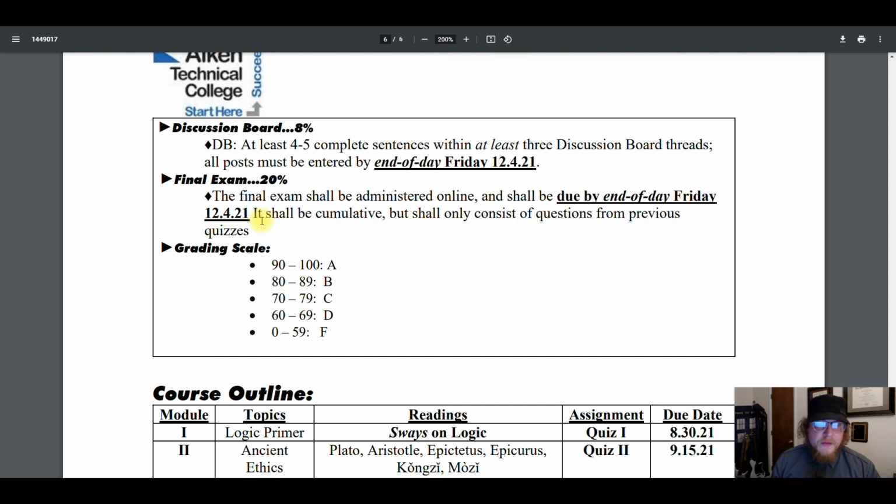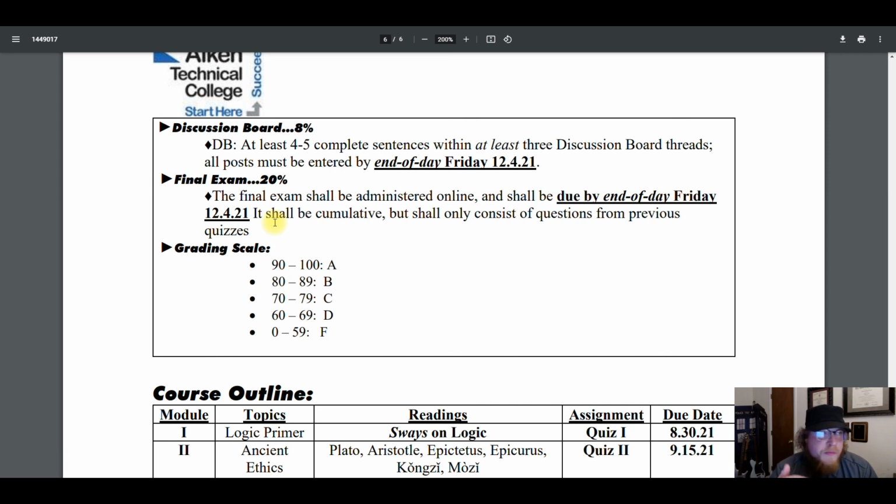And then finally, the final exam. The final exam is due end of day, December 4th, 2021. Now, it's cumulative for the whole semester, but only consists of questions from previous quizzes. So basically, every other assignment is worth 8% of your grade. Discussion board, 8% of your grade. Quiz 1, 8%. Quiz 2, 8%. Quiz 3, 8%. Weekly analysis 1, 8%, and so on. This assignment, on the other hand, is worth 20%.